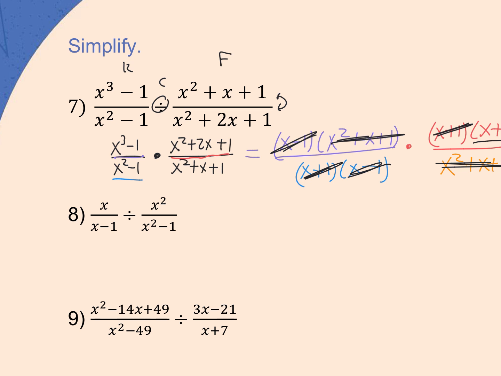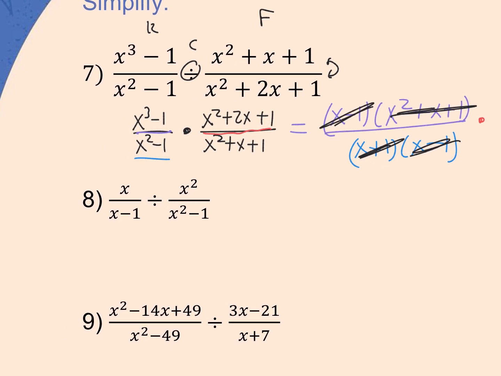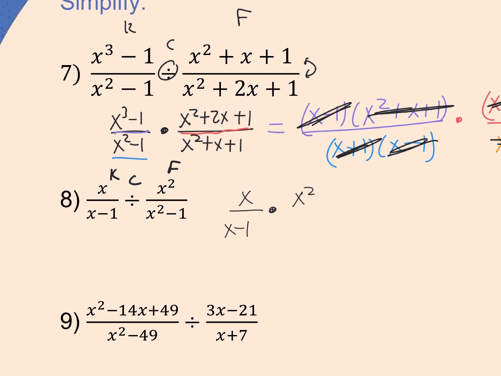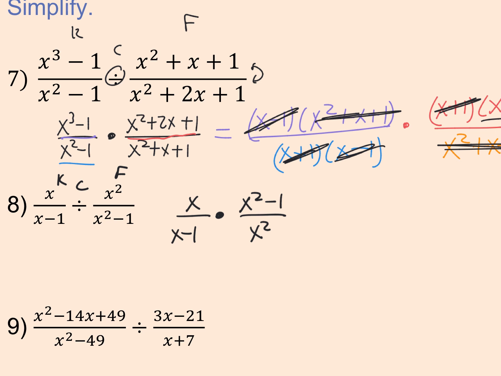So the next few are going to work kind of the same way. I'm going to keep, change, flip, keep, change, flip. So this is going to be an x over x minus 1, change the division to multiplication, and flip the last fraction. So x squared minus 1 over x squared. And then we can factor and cancel. The only thing that really factors here is this difference of squares. It's going to be an x plus 1, x minus 1. So then you're just looking for what cancels.